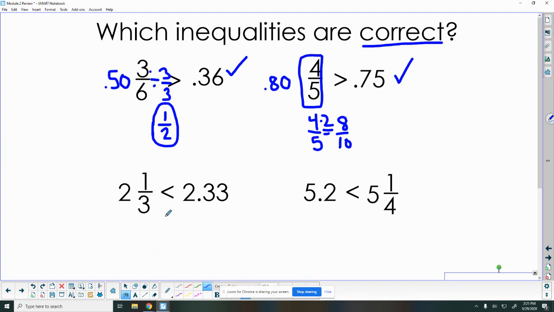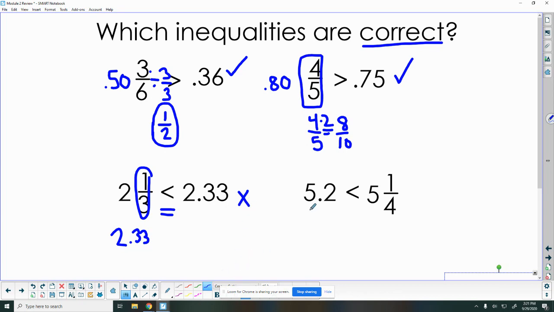Hey, now we have 2 1/3 and 2.33. So the fraction 1/3 is the same thing as 0.33. That's a nice benchmark fraction to know. So 2.33 is the same as 2.33. So these ones are actually equal. So this one is not correct.